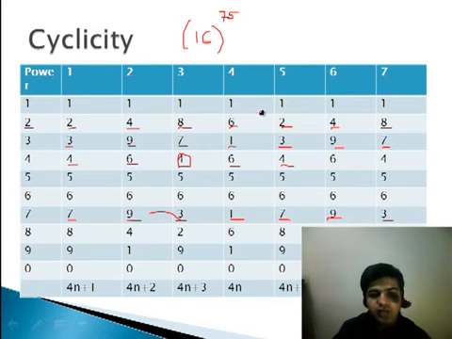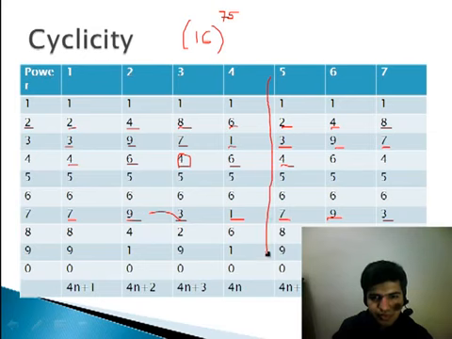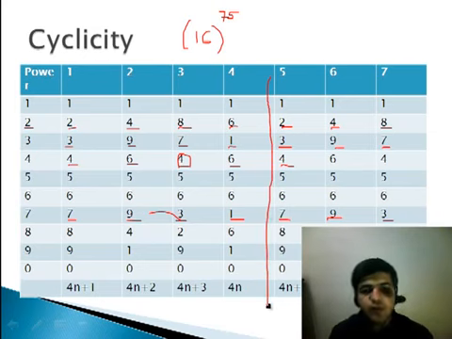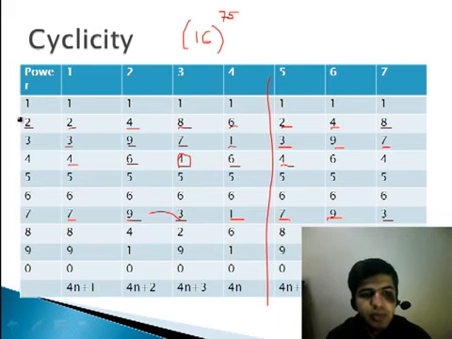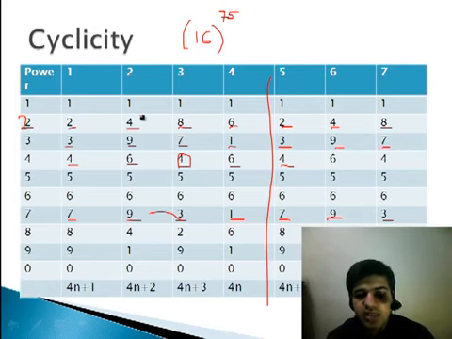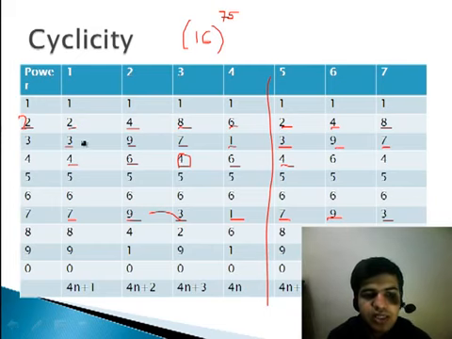For all the digits, if you notice, let me draw a line over here. After every 4 powers, let us consider the number 2 over here. 2 raised to 1, 2, 3, 4, then again 5, 6, 7, 8. After every 4 powers, this number goes on repeating. 2, 4, 8, 6, 2, 4, 8, 6 will go on repeating.